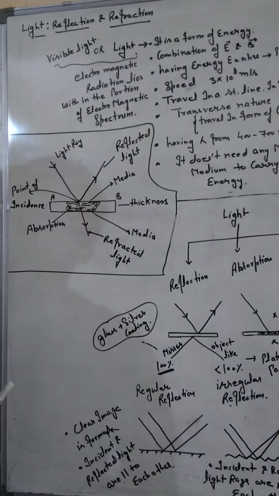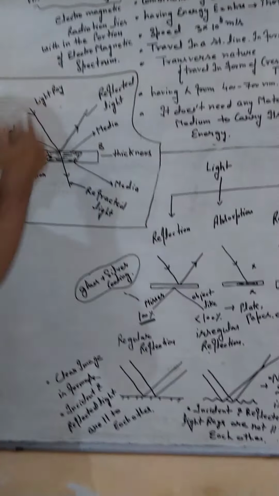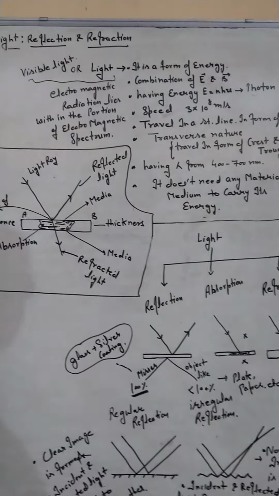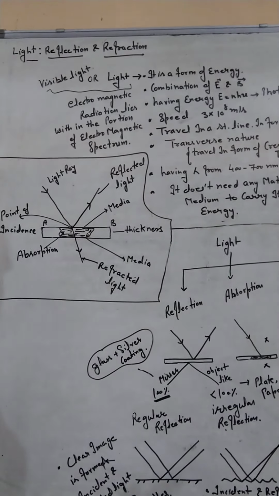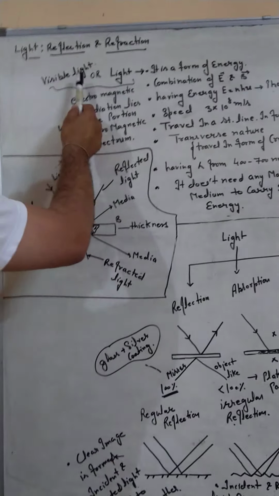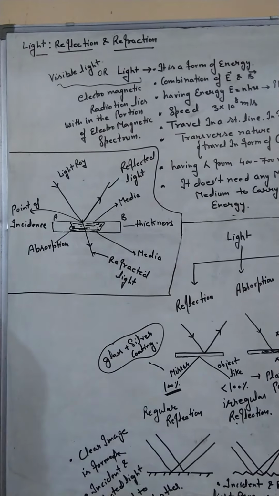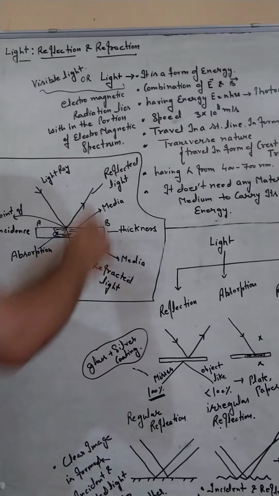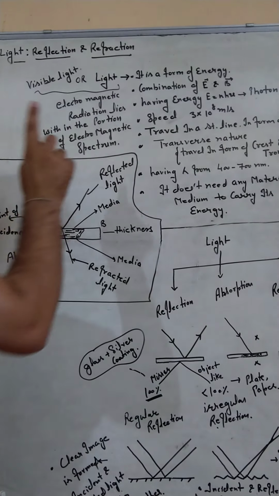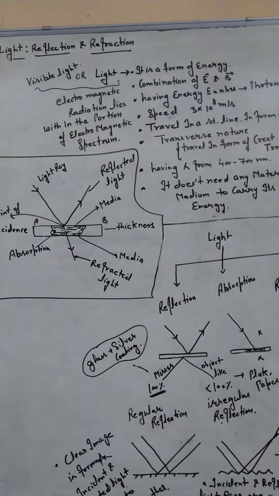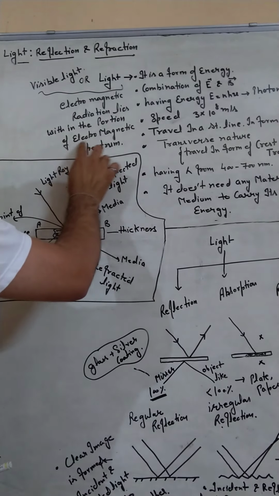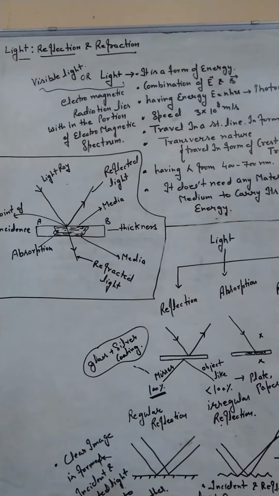Actually in that chapter, the light that is used, its actual name is visible light. That light is specially used in that chapter, but this is not a single light. There are many lights in combination. And what is light? Actually light is an electromagnetic radiation which lies within the portion of the electromagnetic spectrum.